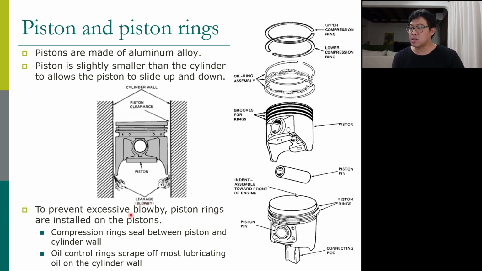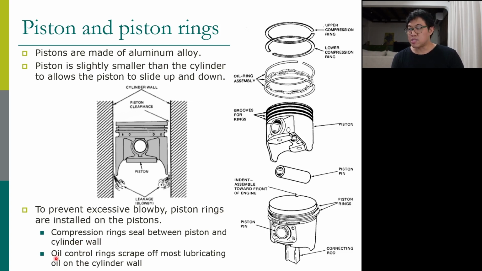Now to prevent blow-by, the piston rings, this is our piston ring, are installed on the piston. You see all these grooves. This is the first groove, the second groove, the third groove. In these grooves, we install the piston rings, and the piston rings seal the combustion chamber. We have two types of piston rings. The first one is called the compression ring. Its function is to seal between the piston and the cylinder wall.